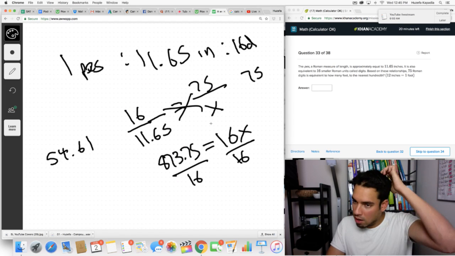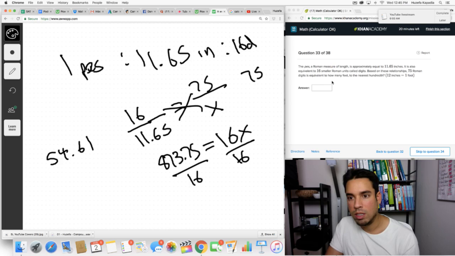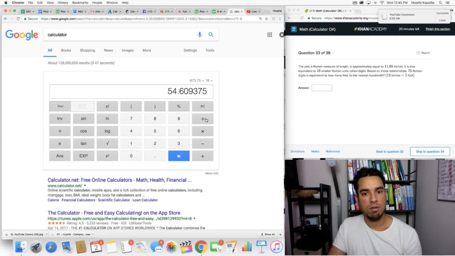54.61. Actually, wait. No, we need it in feet. So then we've got to divide this by 12. Let's not even round yet. Don't round. So then divide this by 12.